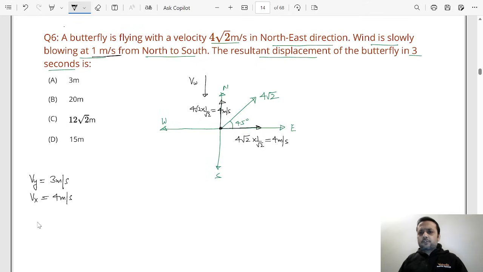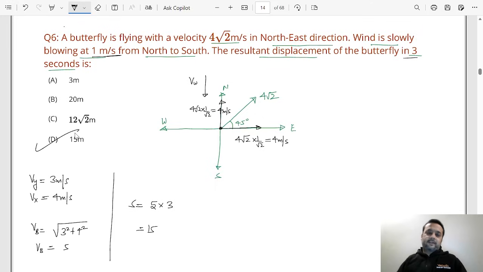All right. So we can say that the effective speed of the butterfly will be under root of 3 square plus 4 square. And that will be how much? 5. So this is the effective speed of the butterfly, and the displacement of the butterfly will be velocity into time. Time is 3 seconds. That means 15 meter will be the displacement of the butterfly. I hope you have understood.